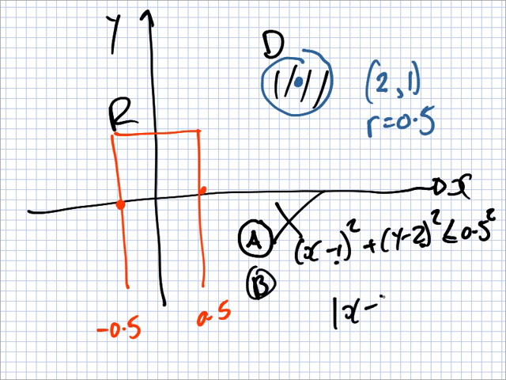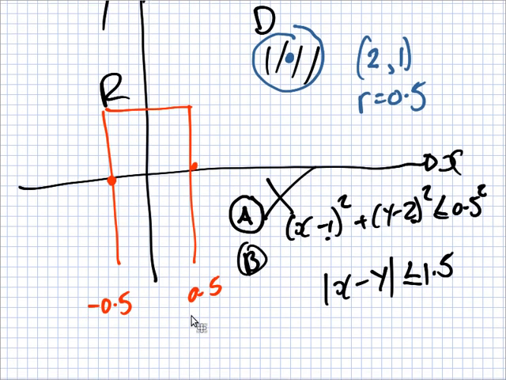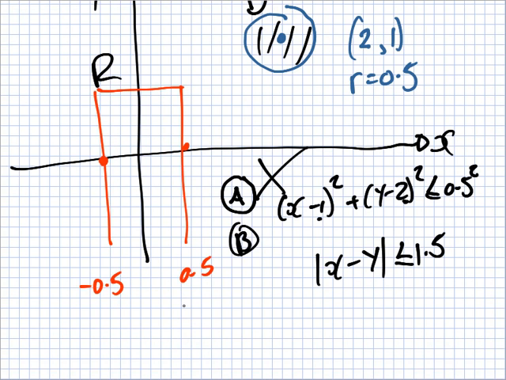B. x minus y is less than or equal to 1.5. So what they're saying here is the distance between x and y is always smaller than 1.5. That's false as well, because I could pick a point. Now the graph isn't very clear. I think it stops here.